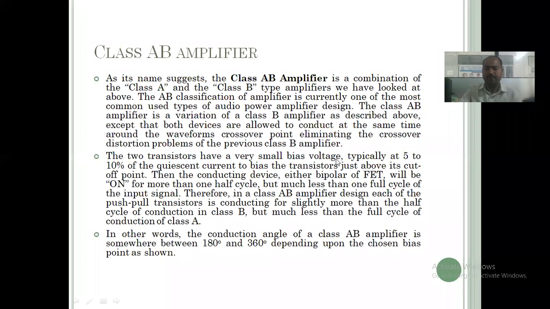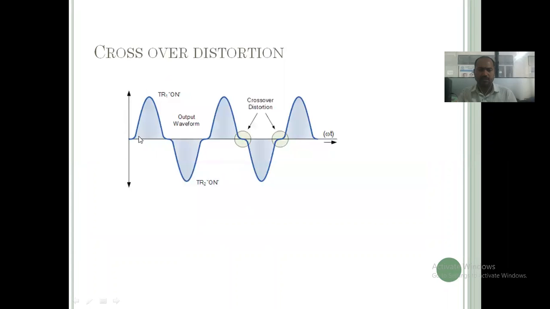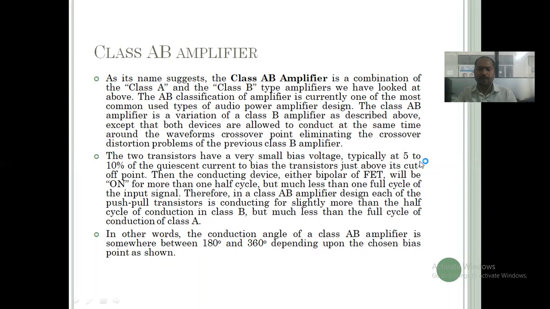The two transistors have a very small bias. I already told you the two transistors have a very small bias voltage. Bias voltage means what? We are applying a DC voltage with respect to the transistor. What happened during the crossover period? During the crossover period, typically that period is nothing but up to 5 to 10% of the portion. See, this is the portion, right? This is the smallest portion. During that portion we are applying the voltage. That voltage is called bias voltage.